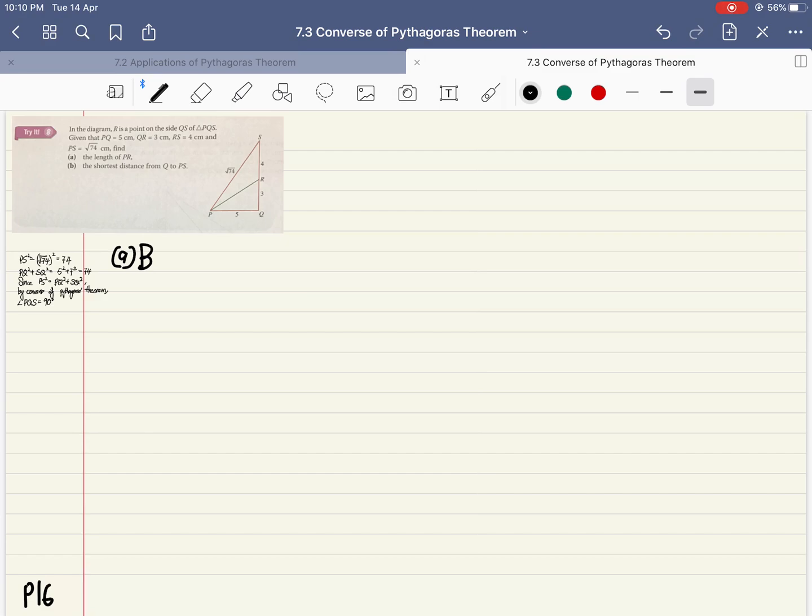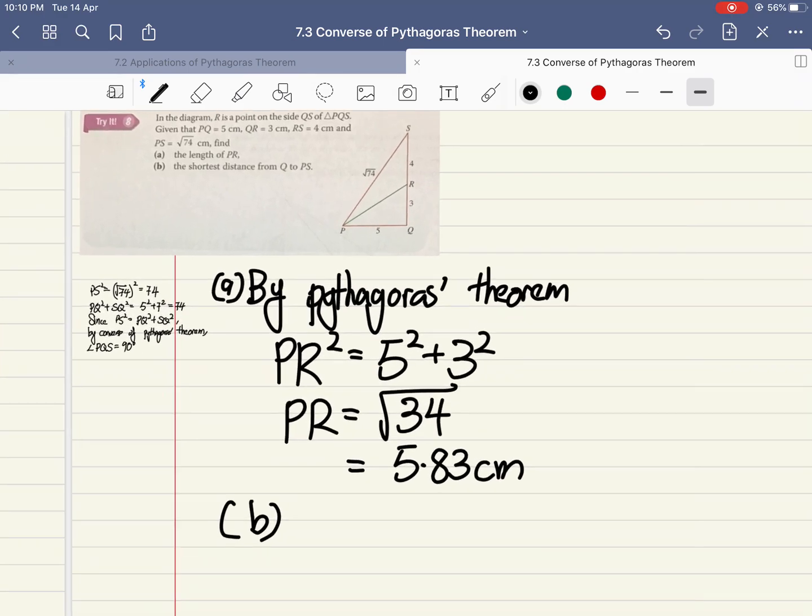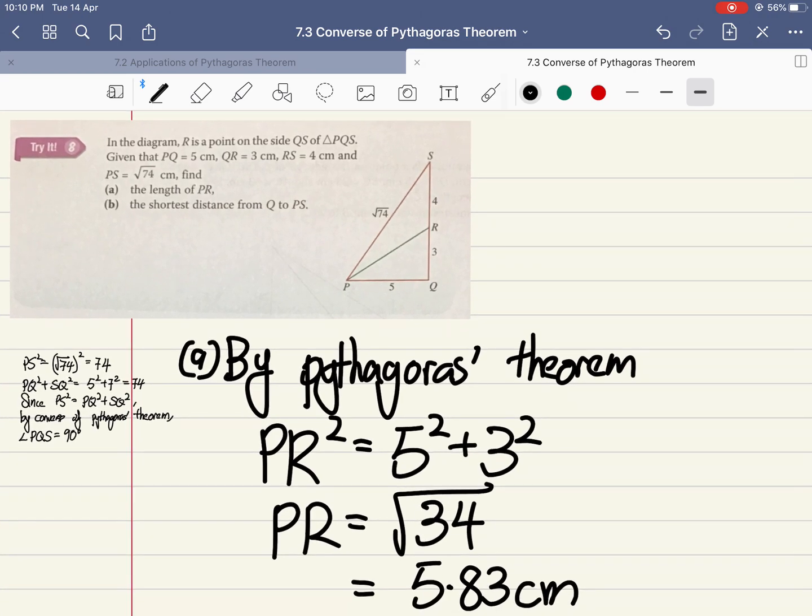Now, the next thing here is this. So now I can find the length of PR since it's a right angle triangle. So I say by Pythagoras theorem, PR square is equals to 5 square plus 3 square. PR is equals to the square root of 34, and PR is equals to 5.83 cm.